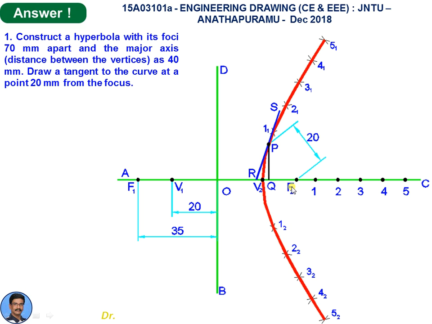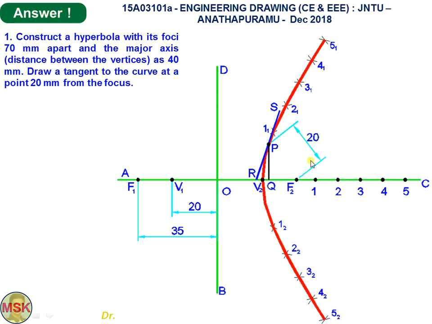The next step is, after F2, arbitrarily mark a number of points like 1, 2, 3, 4, 5 and so on. After marking the points, you are ready to mark the points which are the locus of the points of the curve.